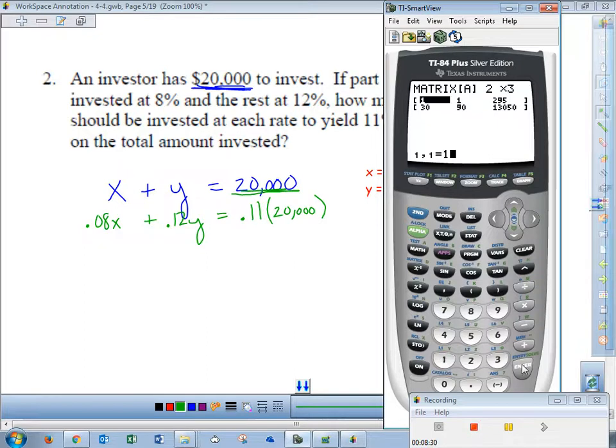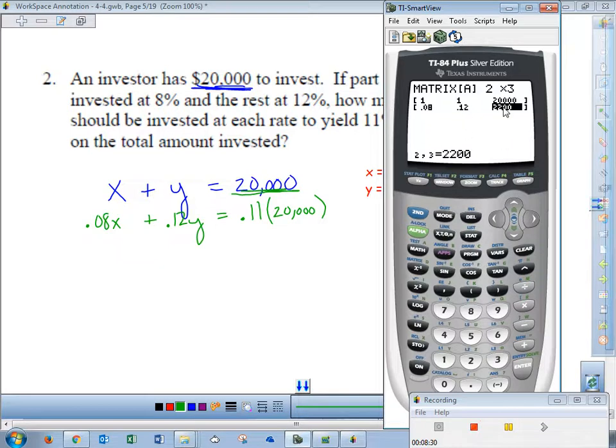So I want 1, 1, 20,000, enter. And then 0.08, enter. 0.12, enter. And here you can literally let the calculator calculate this for you. Do 0.11 times 20,000, and when you hit enter, it will figure that up to be 2,200, right? So that's the way I like to roll with it. Just let the calculator calculate for me.